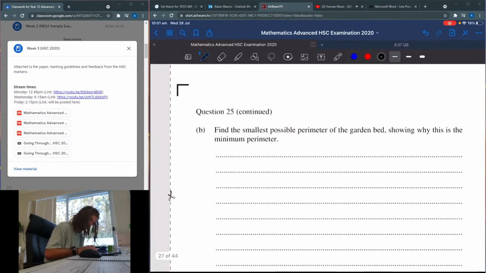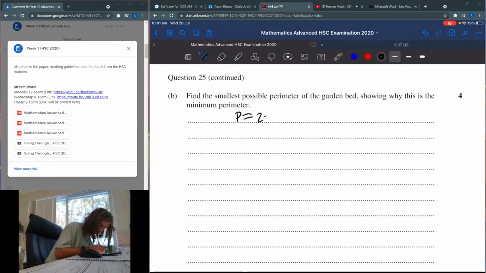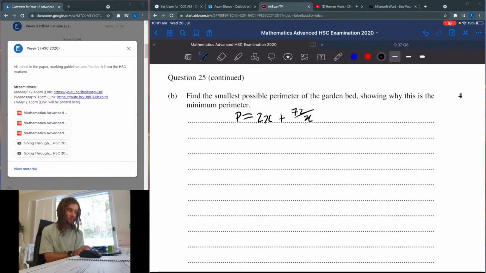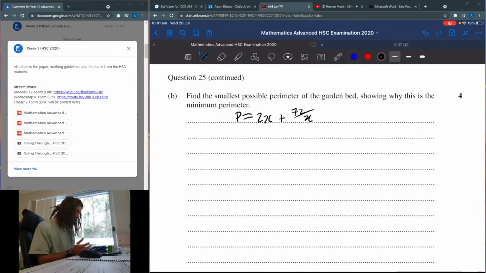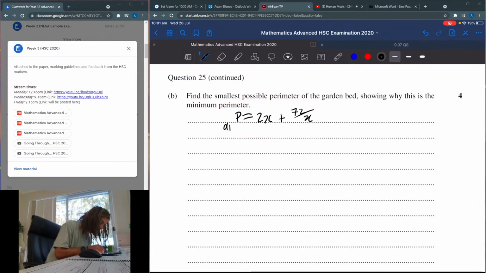Now when it says find the smallest possible perimeter and show why it's a minimum, you're basically saying, here's my function, p equals 2x plus 72 on x. Show me that that's a minimum. The only way I can do that is to find stationary points and prove it's a minimum.